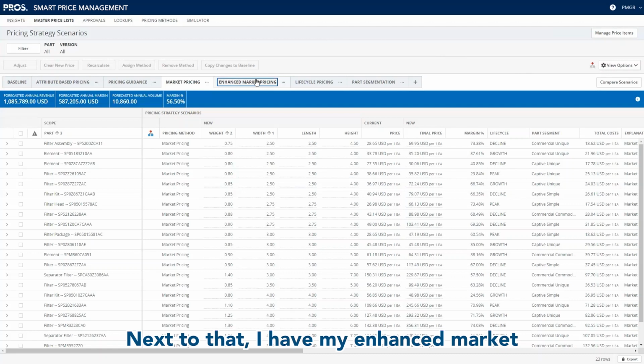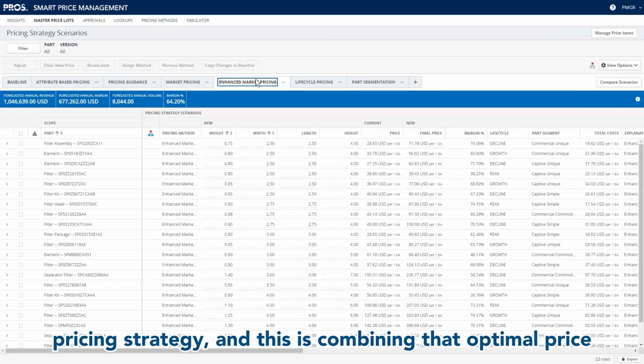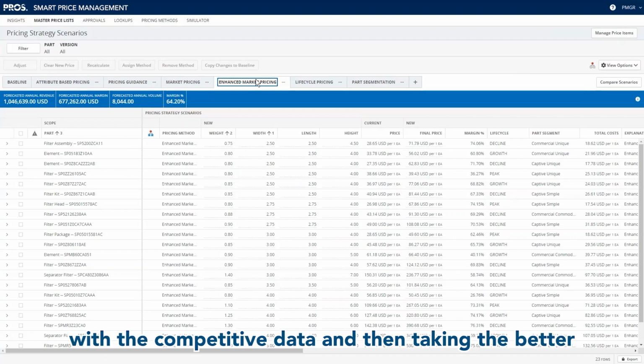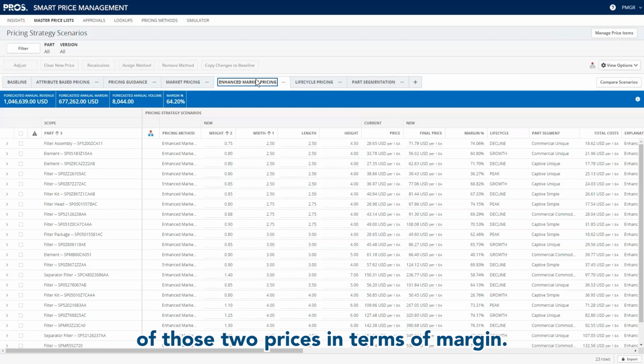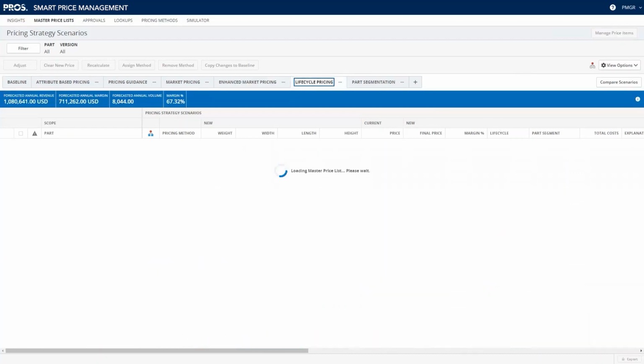Next to that, I have my enhanced market pricing strategy. And this is combining that optimal price from the price guidance strategy with the competitive data and then taking the better of those two prices in terms of margin. I have my life cycle pricing strategy.